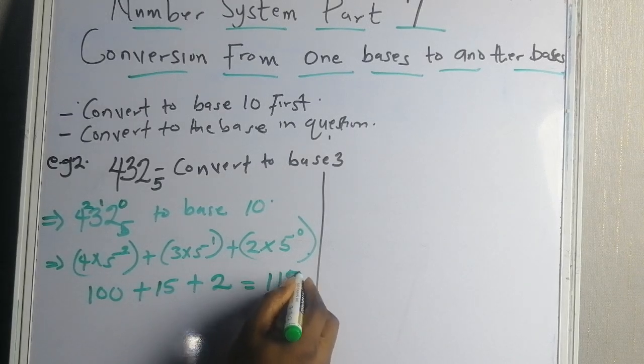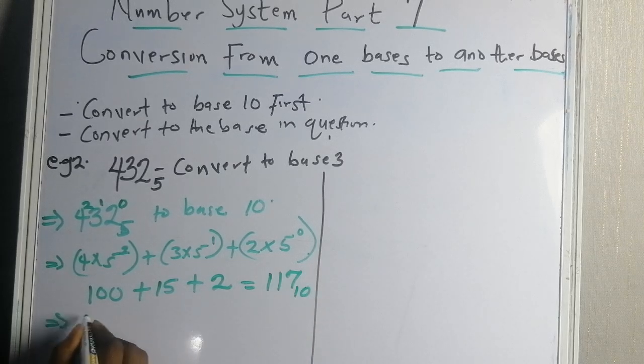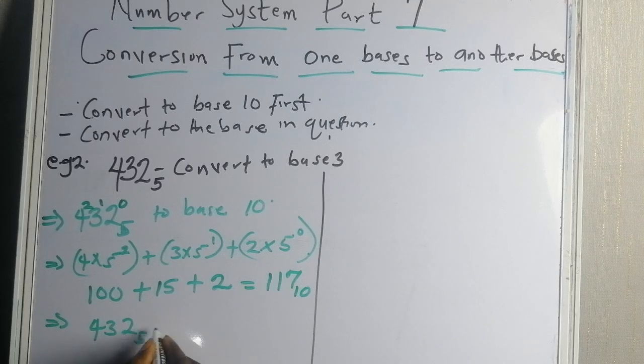That's 117 base 10. So this implies that 432 base 5 is equal to 117 in base 10. So you've converted this one to base 10 now. After you convert to base 10, what is the next thing? You now convert to that base 3 that was asked in the question.